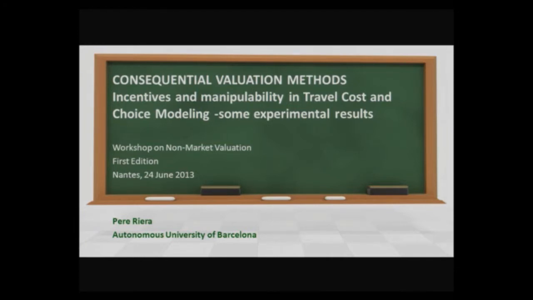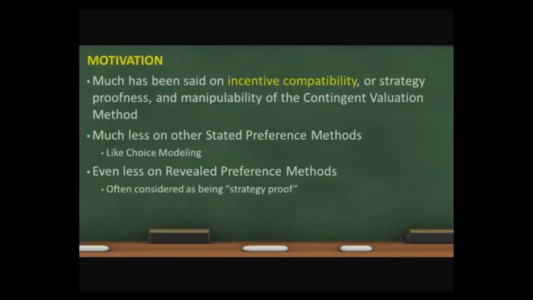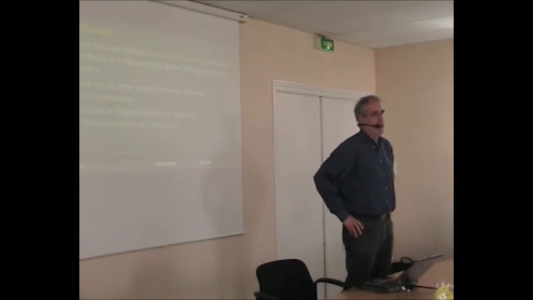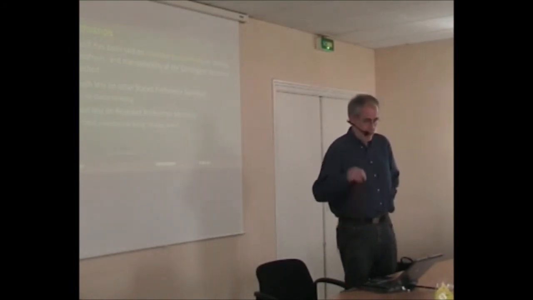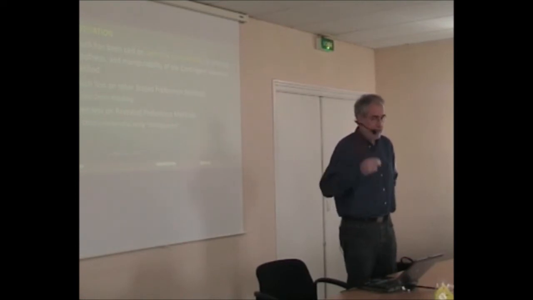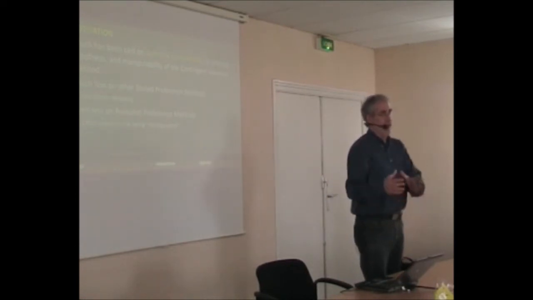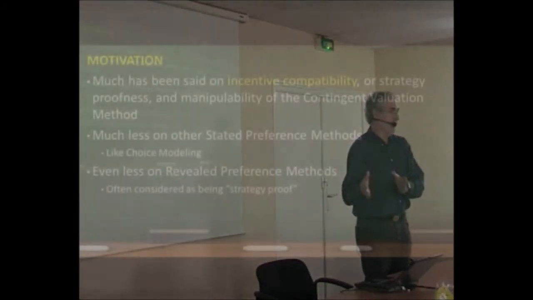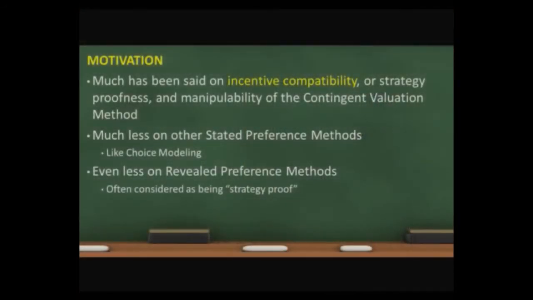I'll try to go straight to the motivation. We all have heard about incentive compatibility when it comes to contingent valuation, but much less when it comes to other valuation instruments, especially revealed preferences. Not much is said. Sometimes it's assumed that since it's revealed in a market, there is no room for incentive compatibility issues there. I'll try to show that there is concern and that it can be manipulated, and I'll show some instances where this could happen.